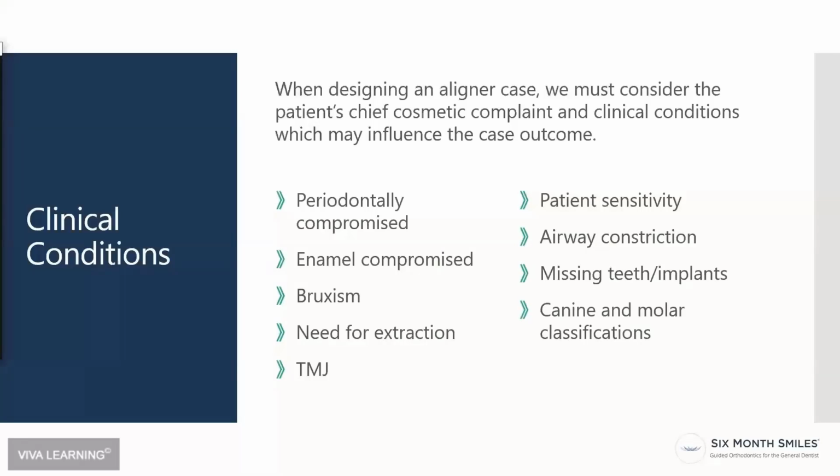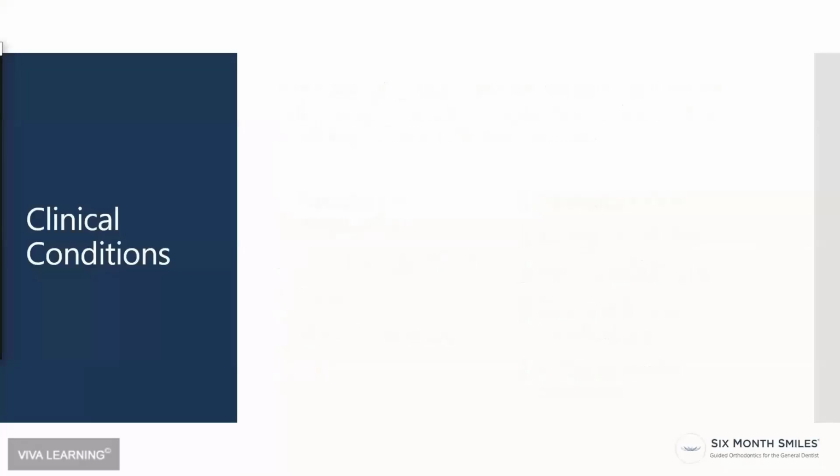Canine and molar classifications, obviously, if we want to maintain or modify. And very, very important, before any orthodontic treatment is done, we need to consider any future restorative treatment. So we move the teeth into the correct position according to the restorative plans that we have. So yeah, it's important to consider all of these elements.